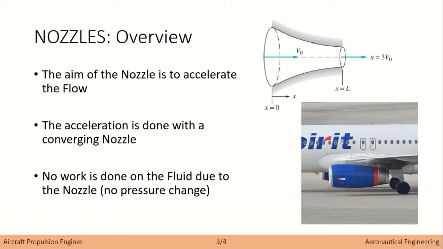Now, an overview of the nozzles is pretty straightforward. The idea of a nozzle is that the flow is accelerated further. It's not only accelerated due to the turbine, but also accelerated a bit more due to simple geometry, by using a converging nozzle in the case of subsonic flight.